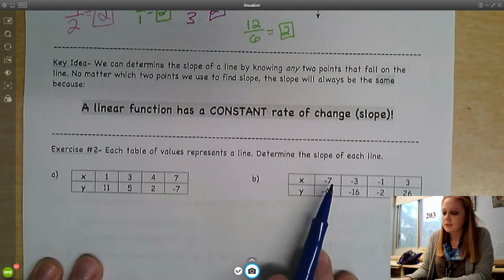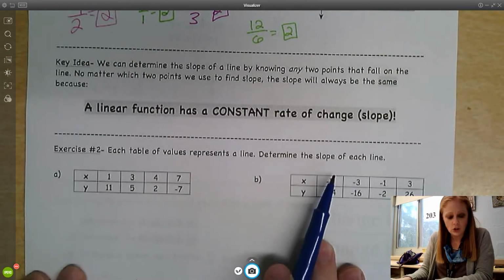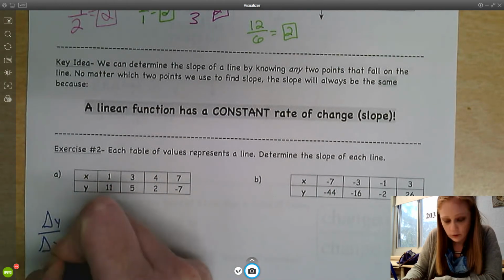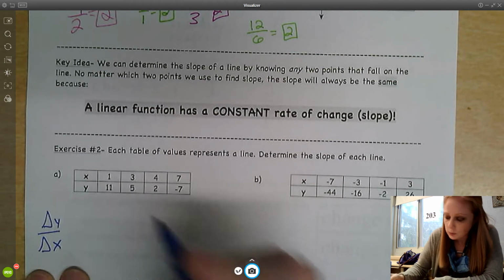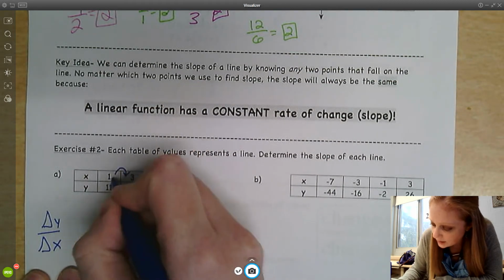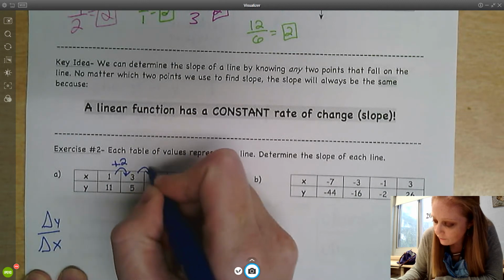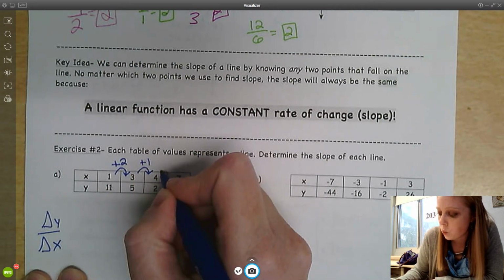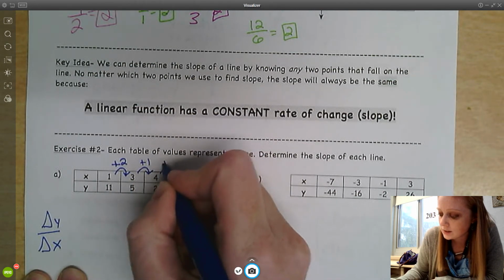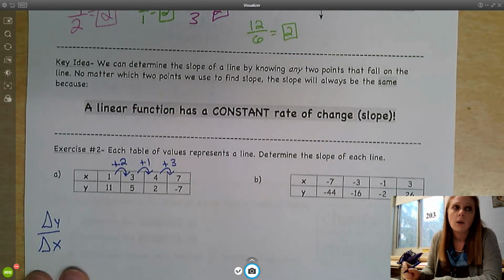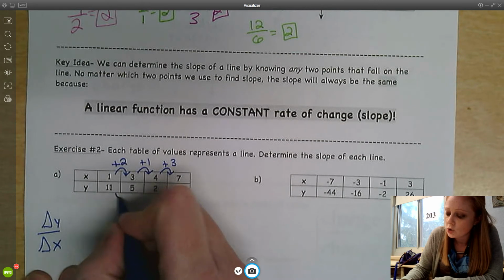Each table of values represents a line. Determine the slope of each line. Okay, so we know, just like the other ones, we have to do change in y over change in x. So let's see what happens as we look at our change in x. To get from 1 to 3, you're going to have to add 2. To get from 3 to 4, you have to add 1. To get from 4 to 7, you have to add 3. So this is inconsistent so far. But let's see what happens when we do the change in y.